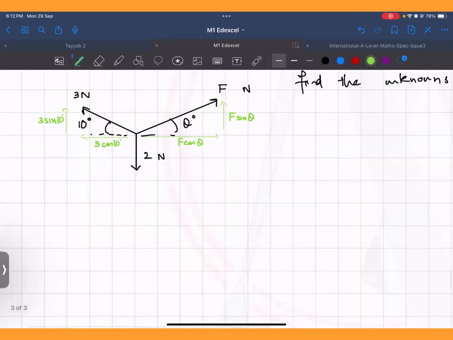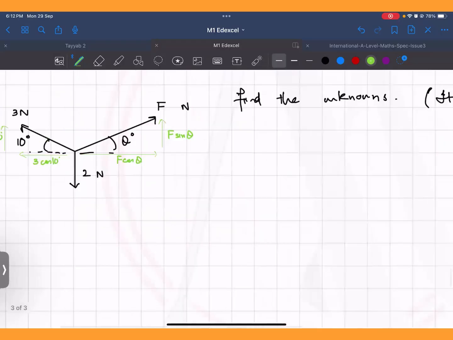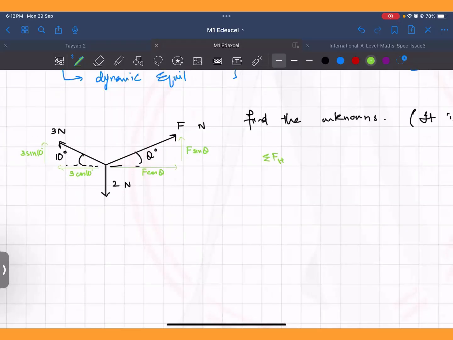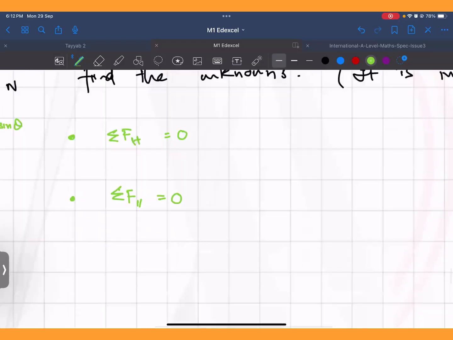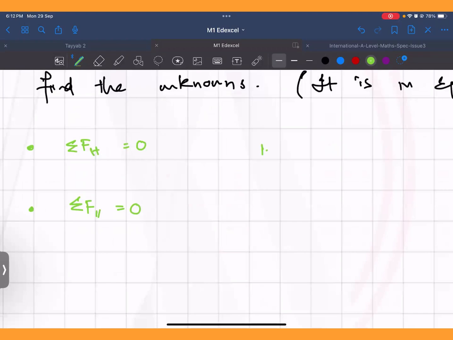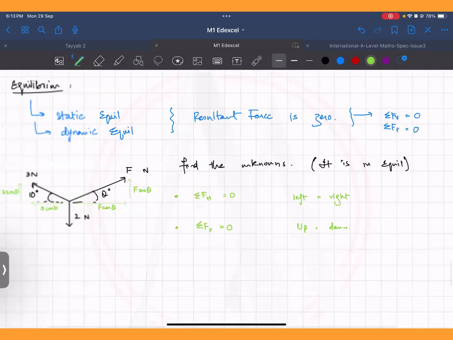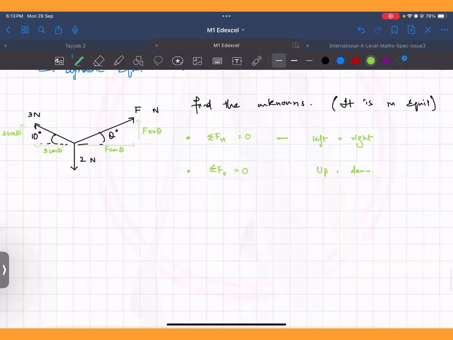And now, one more thing. We know that the sum of the horizontal forces would be equal to 0 and the sum of the vertical forces would be equal to 0. If this is the case, then we can also say that in the case of horizontal forces, the left side forces would be equal to the right side forces. And the upward force would be equal to the downward force. Because if both are equal up and down, then the overall would become 0. If the left and right are equal, then again, the overall would become 0. Do you get it?